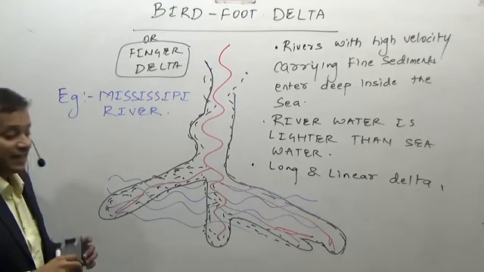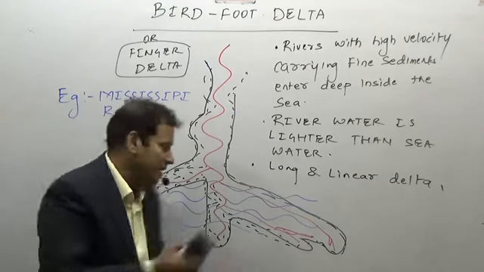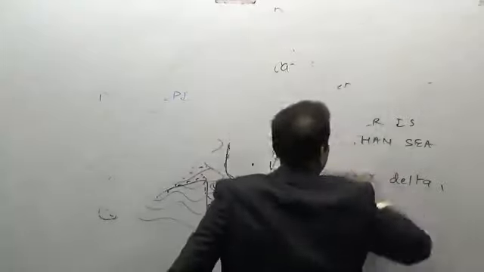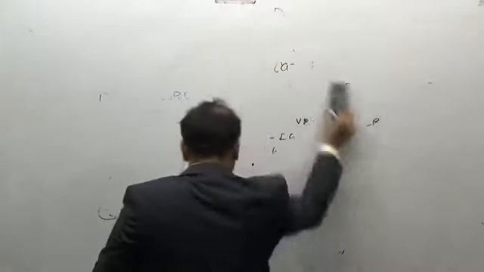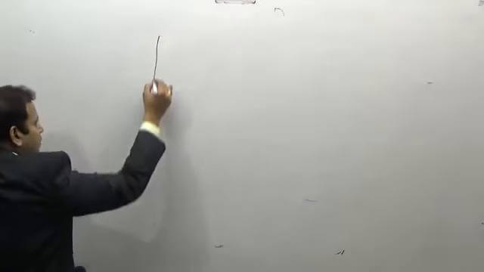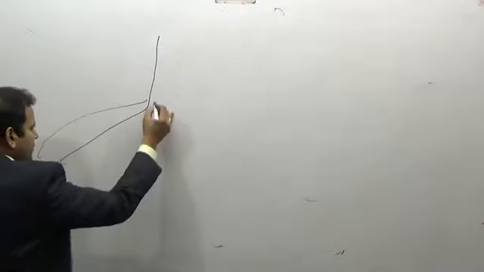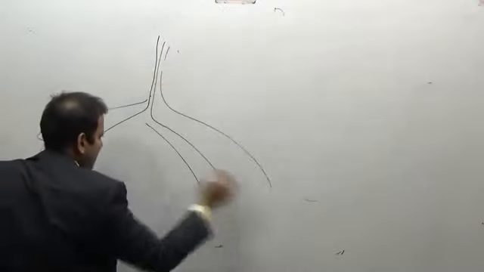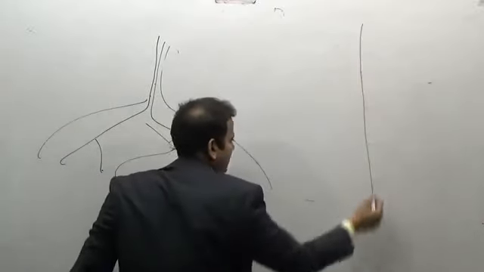Now, the third kind of delta. Consider any kind of delta which is being found, for example a fan-shaped delta. There is a main river channel and it is distributed into different channels, or it is a bird foot delta.